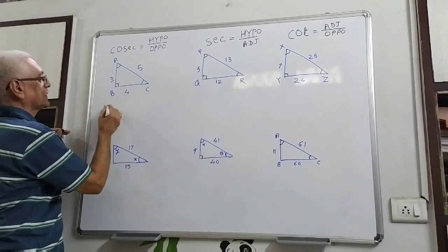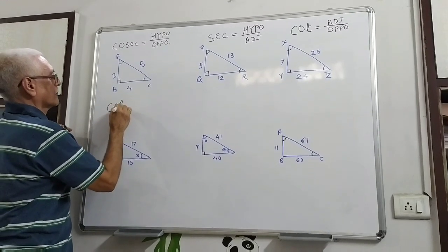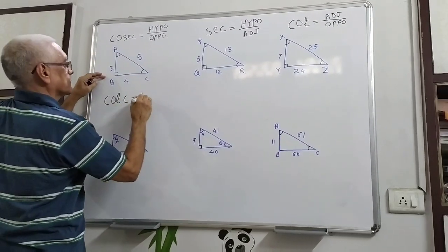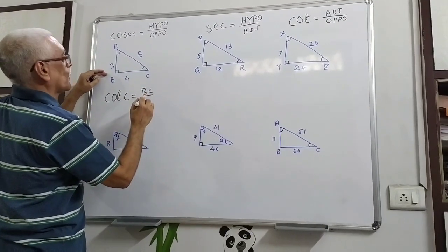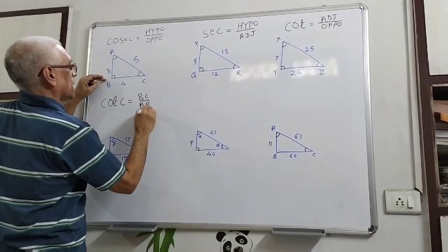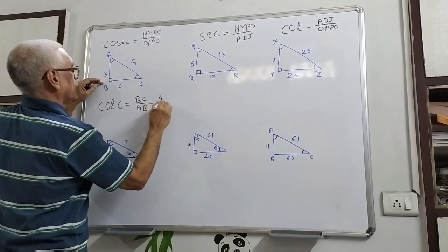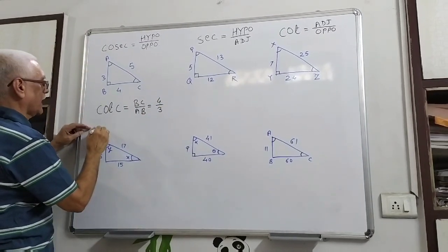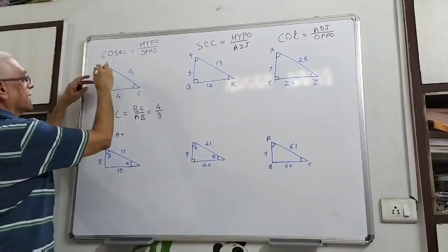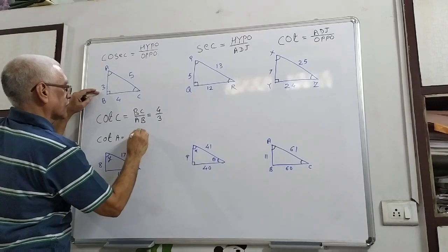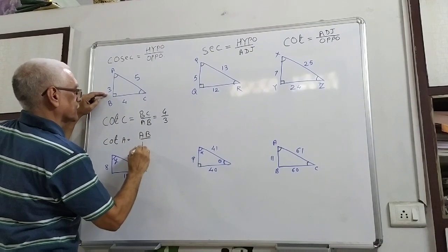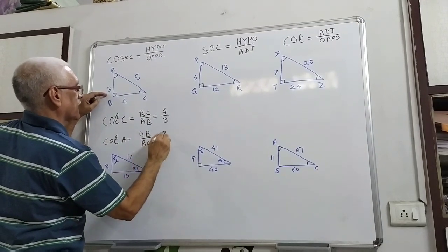Here cot C will be, what is adjacent side? Adjacent to C is BC upon opposite side. Opposite to C is AB. So BC is 4 and AB is 3. If you want cot A, it is adjacent to A, that is AB, upon opposite side. Opposite to A will be BC. So AB is 3 and BC is 4.